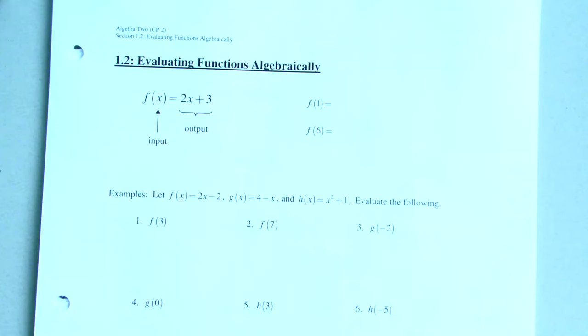All right, so we're going to move into section 1.2 and talk about evaluating functions algebraically. In section 1.1, we started by looking at 4 different ways to illustrate a relation. We saw we could do it by listing all the ordered pairs, drawing a graph, making a table of values, doing a mapping diagram. Those methods, though, are only good if we have a discrete relation or a discrete function.